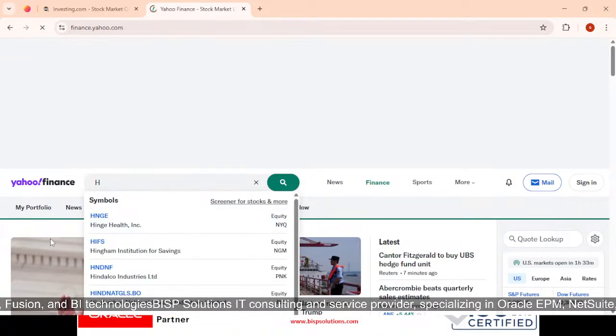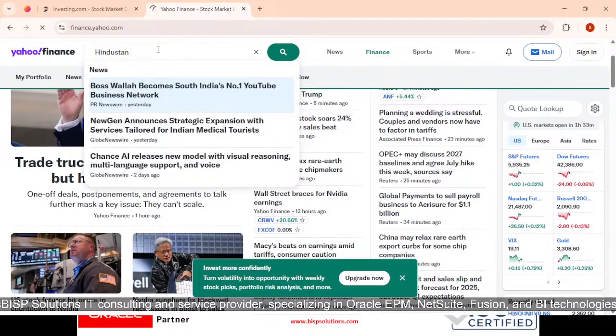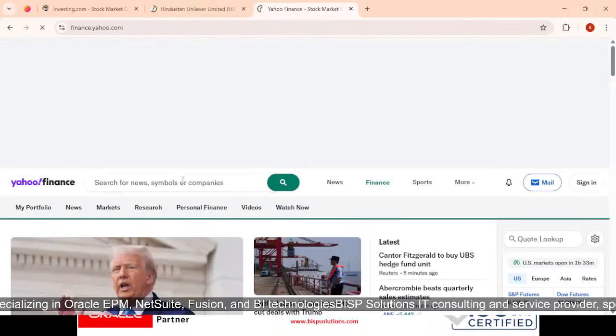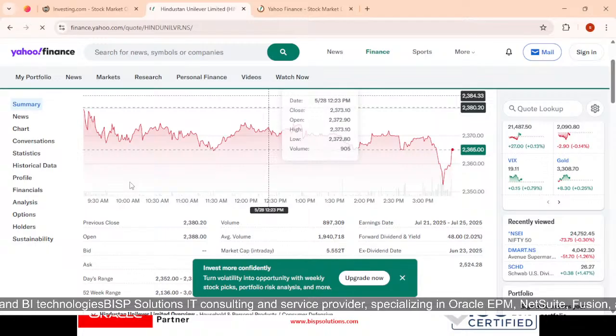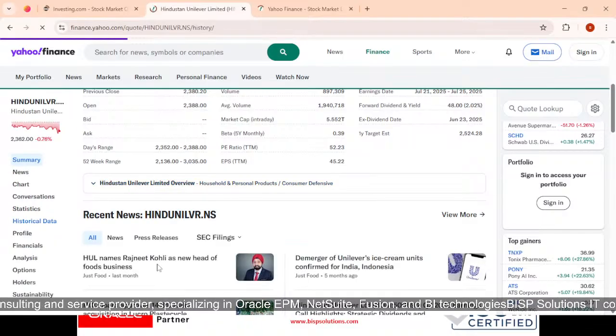So this is my Hindustan Unilever, and again I will be doing a duplicate tab, where I will be taking my Nifty 50 data. Here what we have to do, we have to select our data, historical data.